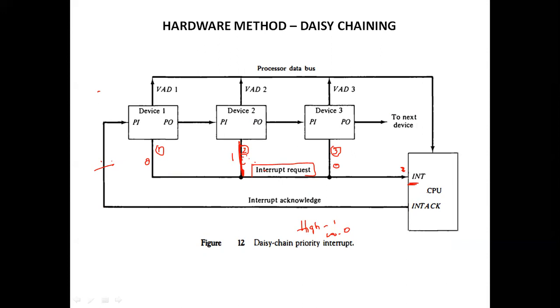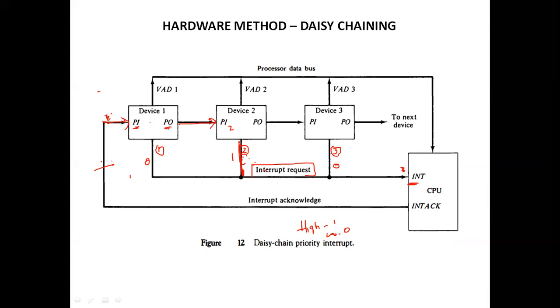Now the CPU is going to acknowledge to the second device through the P out terminal. It is going to acknowledge to this second device. The signal is received at P1. This INTAC interrupt acknowledgement signal is received at P1. Here P1 is the input and P0 is the output.